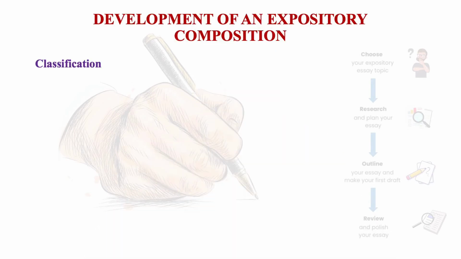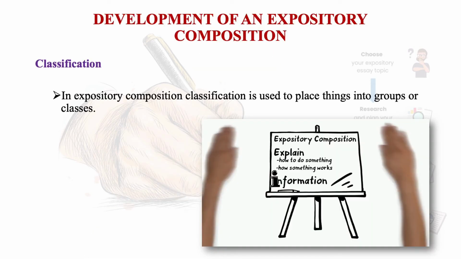Now let me move on to the fifth technique used for the development of expository composition, which is known as classification. What do we understand by classification? In expository composition, classification is normally used to place things into groups or classes. Suppose there are animals, then you can put all those things in the animal group. If there are things to be kept in non-living things, then you can categorize them into that classification. So the point is that a proper classification has to be done, to place things into groups or classes.